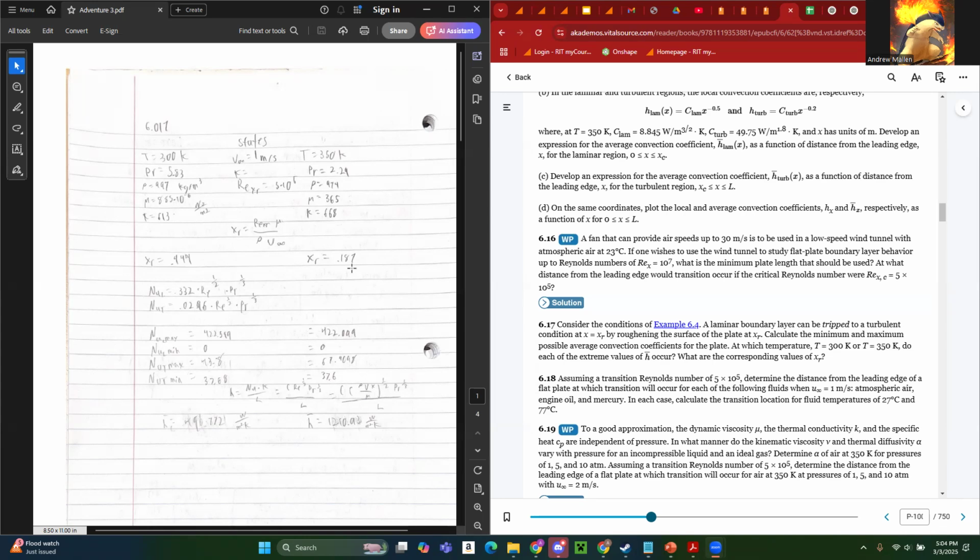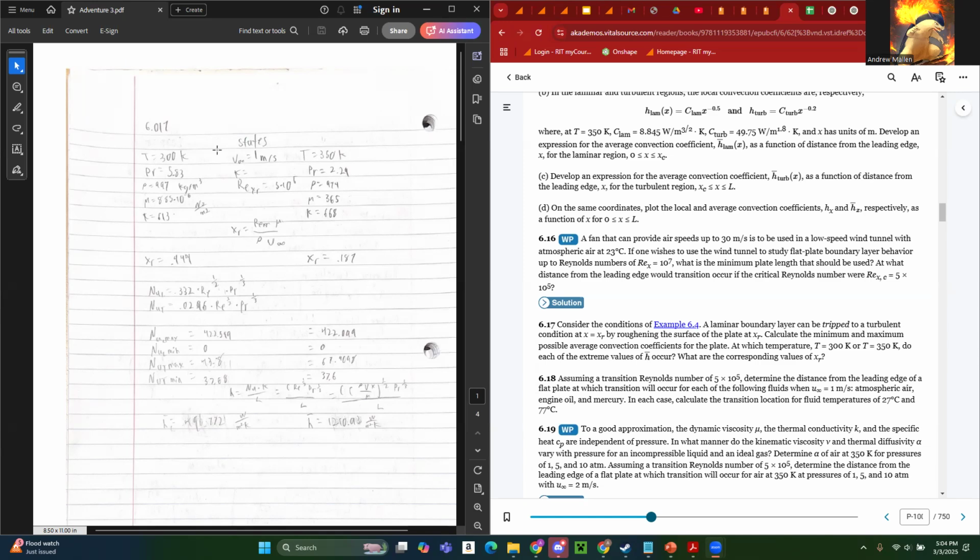So to start with, just by going to table A4, you can get most of these values for the states of 300 and 350. At 300 Kelvin, we're looking at a Prandtl number of 5.83. I said air before. I'm sorry, we're working with water.